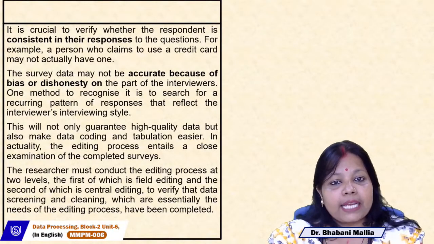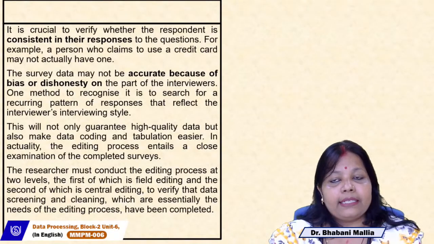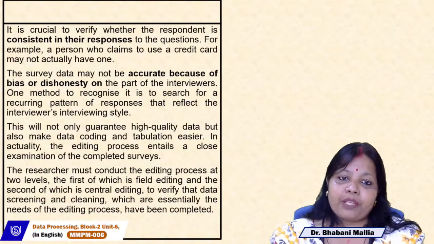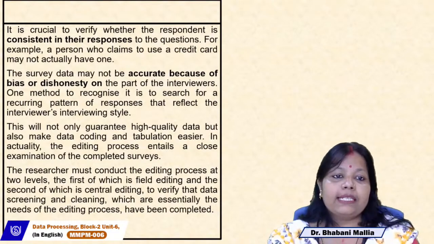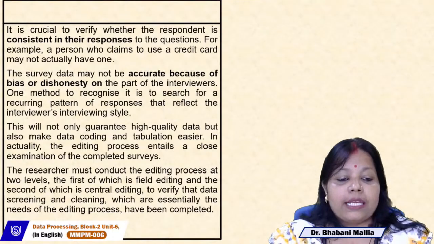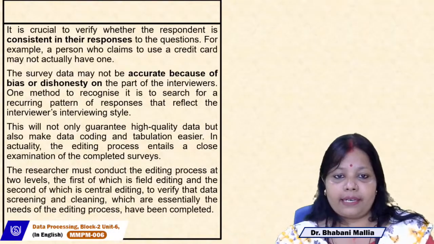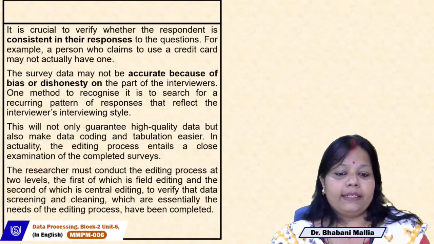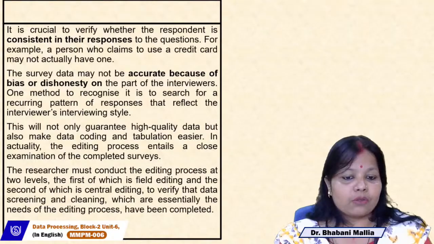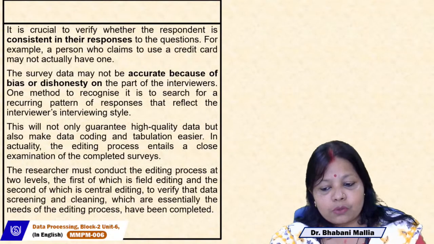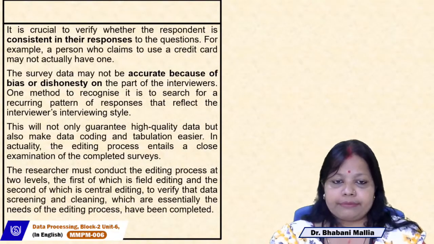For verifying this kind of data at the time of editing, there are two possibilities. The first possibility is in the field only. When the person is collecting the data, at that time we have to edit by knowing the exact things or the situation. The second one is central editing. After collection of all the data, we will go for the editing part. In that also we are free to edit our data so that the process will be completed.